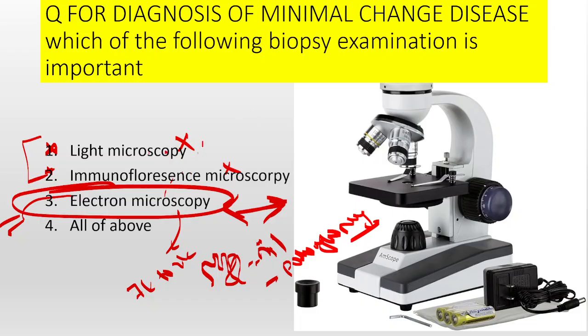How to diagnose this MCD? Suppose the age is in the common MCD age group, and if LM and IF are normal, we usually make the diagnosis of minimal change disease. That is for this question. The answer is electron microscopy.